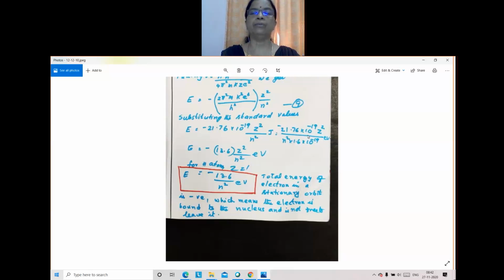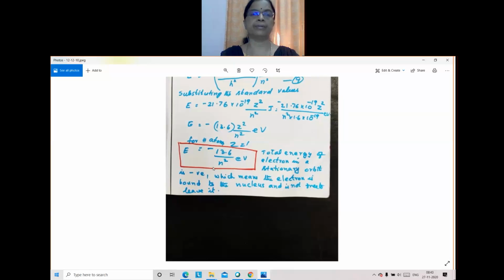And that value is calculated as minus 13.6 Z square by N square eV. This is the general equation for any atom. For the hydrogen atom, Z equal to 1. Substituting that, we get minus 13.6 by N square. This is a very important equation.